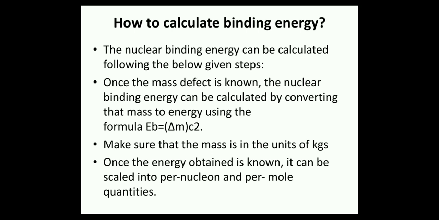How to calculate binding energy? By the following steps we may understand. Once the mass defect is known, the nuclear binding energy can be calculated by converting that mass to energy using the formula E_b equals delta m into c square. We have to make sure that the mass is in the unit of kgs. Once the energy obtained is known, it can be scaled into per nucleon and per mole quantities.